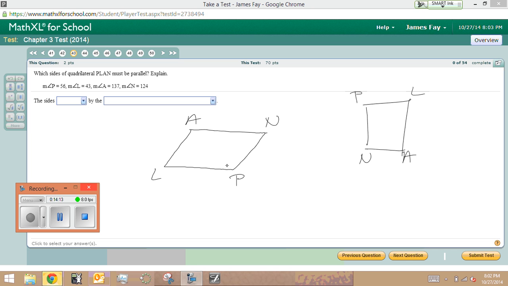But it says P is 56, so that's 56 degrees. L is 43.